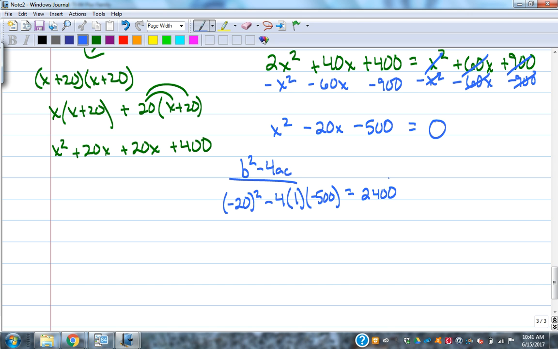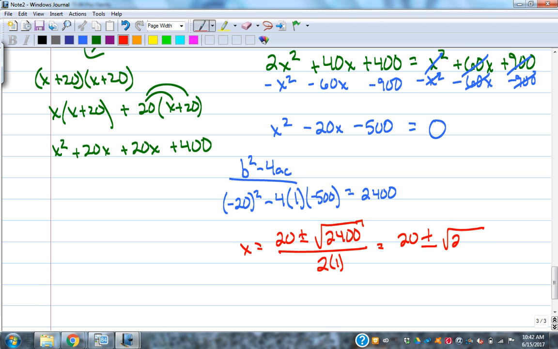It means I'm going to have two real solutions out of that. So in the quadratic formula, that'd be x equals 20 plus or minus the square root of 2,400, divided by 2 times 1. Well, not much I can do there. The 2,400, I could break that down if I wanted to, using the factor tree. I'm not going to, because it doesn't work out nice. 2,400's not got a nice square root. It's a decimal.